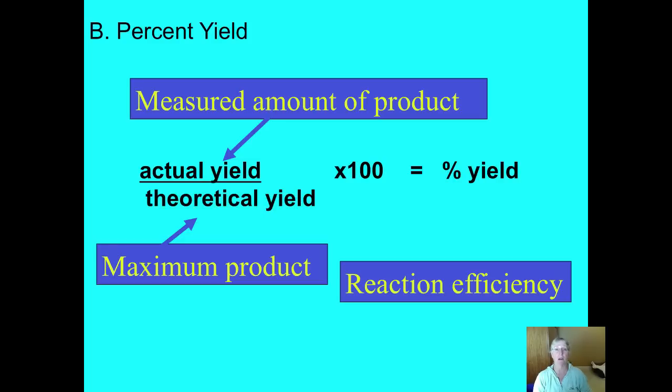The actual yield on top is always going to be smaller than the theoretical yield. And another way to think of the theoretical is, what would you have made if you were a perfect person that didn't ever make any mistakes? The actual yield you will either measure in a real live lab, or you'll always be given the actual yield in the problem. And both of these yields, by the way, are in grams. So let's do a sample problem.